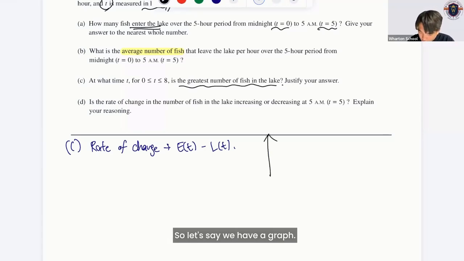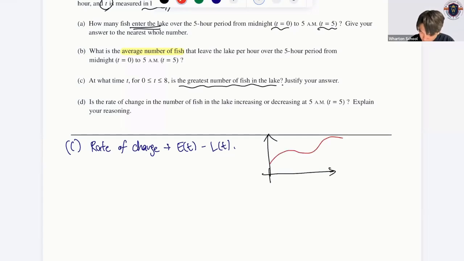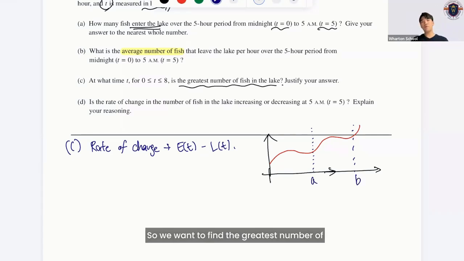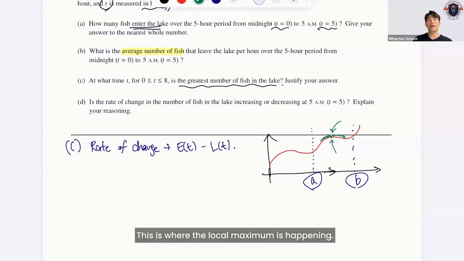So let's say we have a graph. Maybe this graph could represent the number of fish over a given time interval like this. We want to find the greatest number of fish between the time frame a and b. How do we find it? As you can see, this is the maximum. We call this the local maximum. How do we find the local maximum here? A local maximum is generally where the rate of change goes from increasing to decreasing, right? This is where the local maximum is happening.